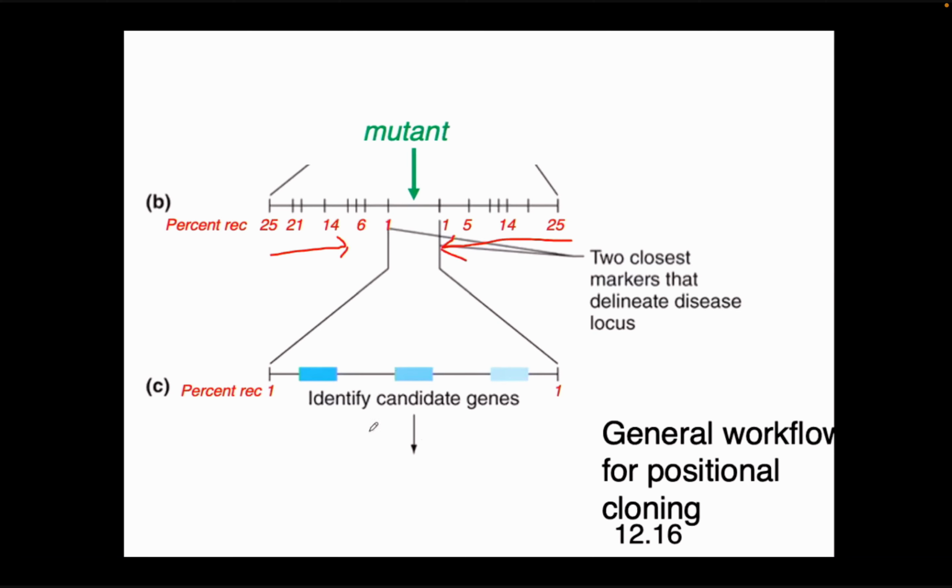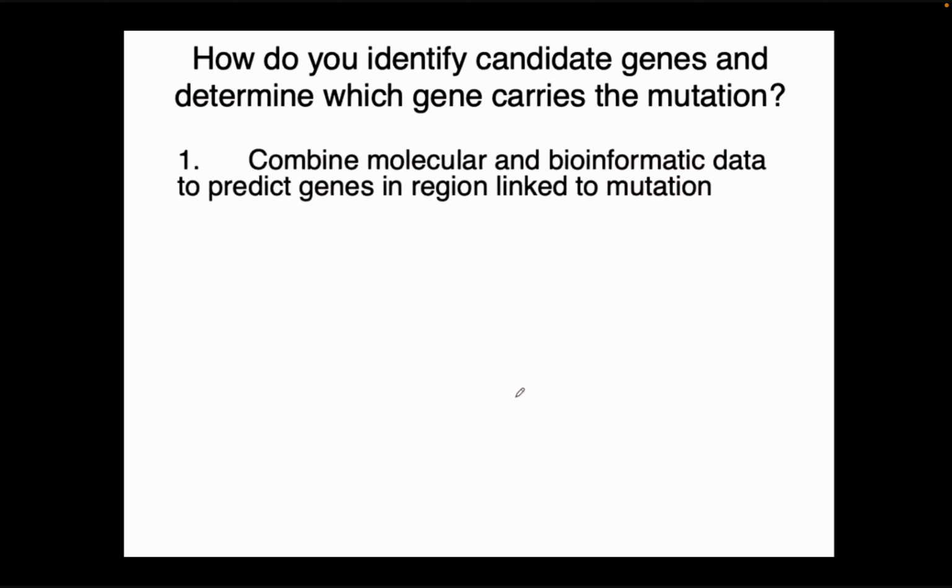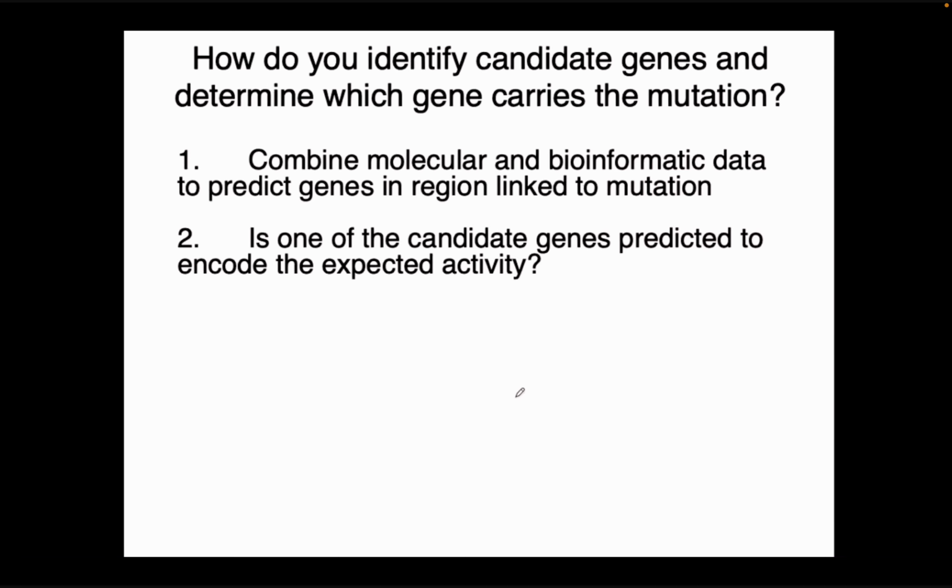So you've got these candidates. How do you narrow down which is the gene that actually carries the causative mutation of the disease? Well, we can do it. You first try to predict what genes are present, using things like BLAST. You'd look at the predicted proteins that are made and ask, do they encode some enzyme or activity that's consistent with the disease?